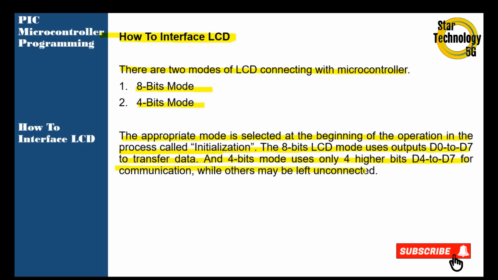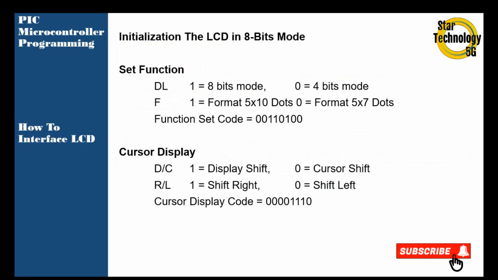There are two modes in which we can interface the LCD with a microcontroller: 8-bit mode and 4-bit mode. In 4-bit mode we can only use 4 pins of the microcontroller to interface the data, and in 8-bit mode we use 8 pins of the microcontroller to interface the data with the LCD.